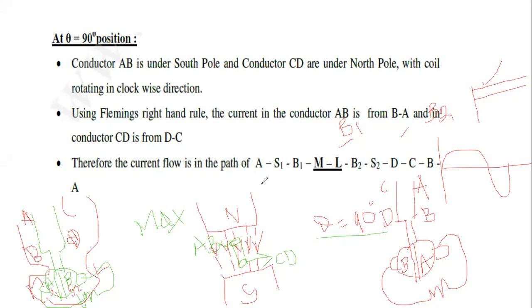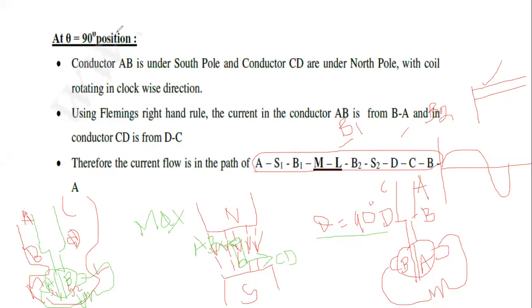Understand? First of all, what is the action of the commutator? By using the commutator, AC is converted to DC. How is it converted? Instead of slip rings, we are using split rings. What is the purpose of the split rings? The split rings rotate and the conductor also rotates. In the case of the commutator, both the split rings and the conductor rotate. Therefore the direction of current flow is the same. There is no change of this current flow direction in any other case.